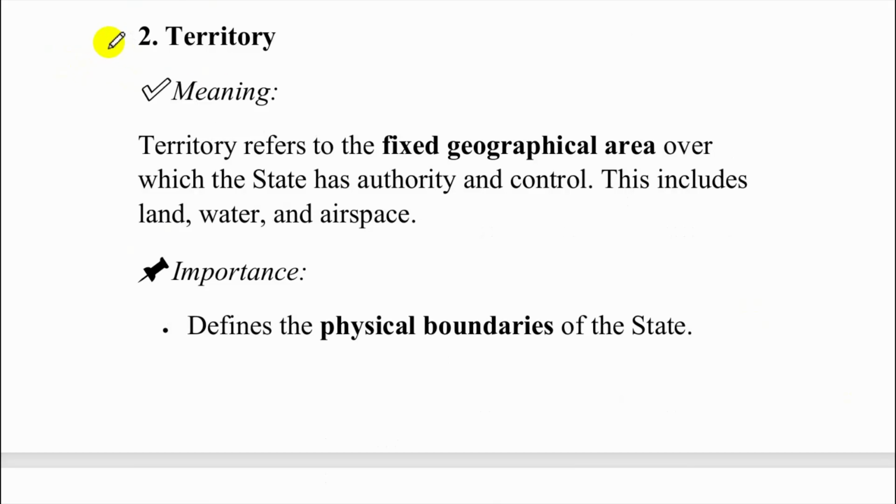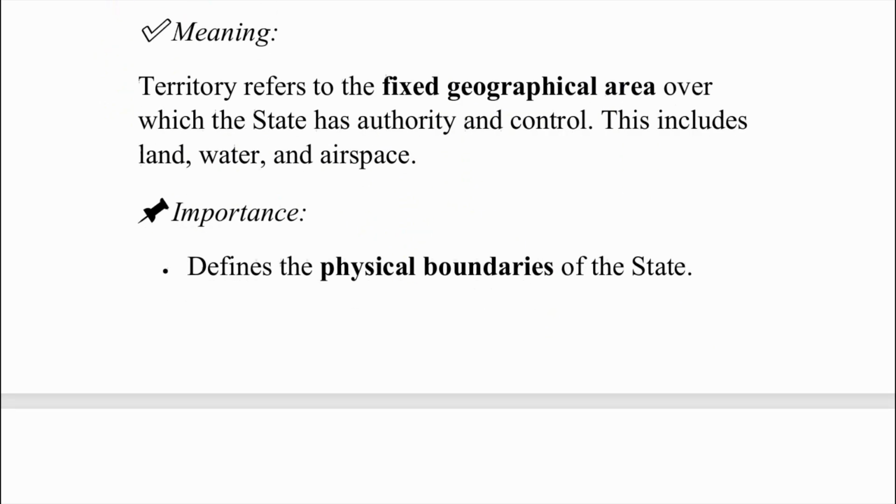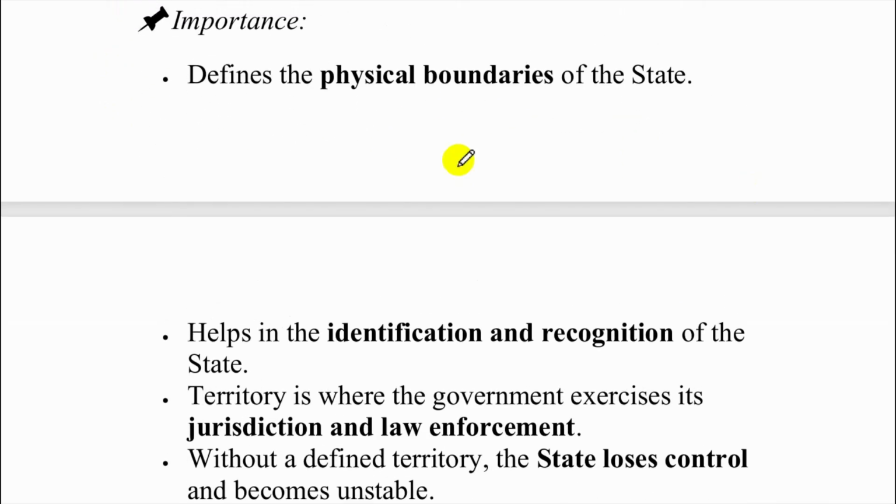The second part is territory. The state is made up of a territory. That is, the territory refers to the fixed geographical area or the boundary over which the state has authority and control. This includes land, water, and airspace. Territory defines the physical boundaries of the state. What is the importance of territory? So territory is nothing but the physical boundary of the state.